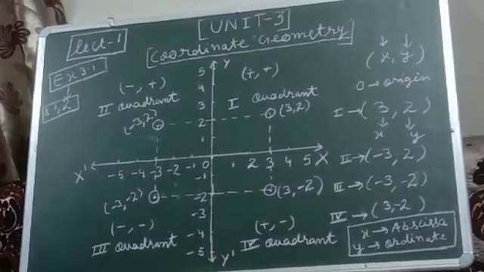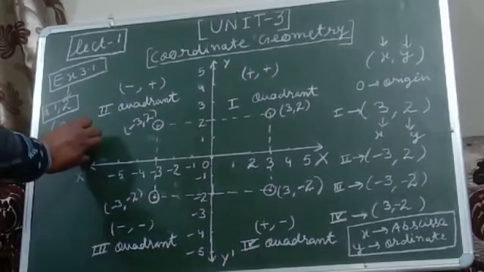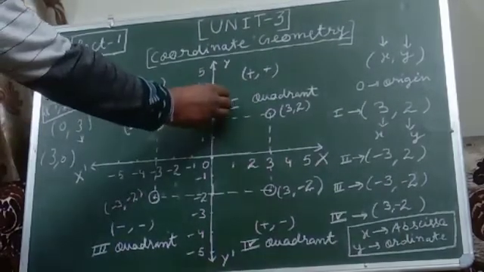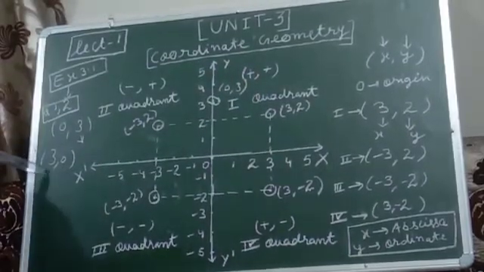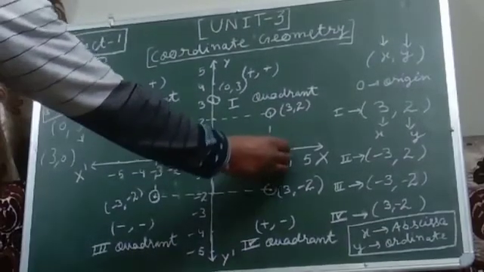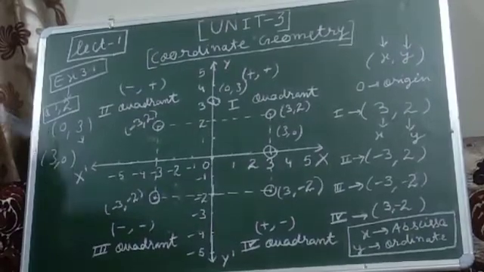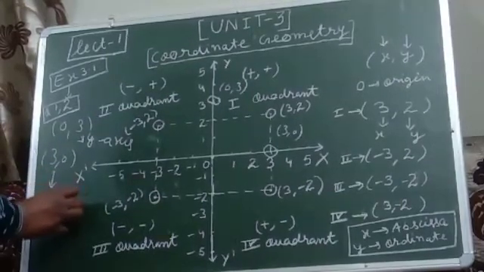Suppose I want to plot (0, 3). Then this (0, 3) will not lie in any quadrant. Suppose I want to show (0, 3) or (3, 0). Here the value of x is 0 and the value of y is not 0, so we show it here as (0, 3). And the case is reversed for (3, 0): the value of x is 3 and the value of y is 0. So this point represents (3, 0). Whenever one value is 0, the point does not lie in a quadrant, it lies on an axis. So (0, 3) lies on the y axis, and (3, 0) lies on the x axis.